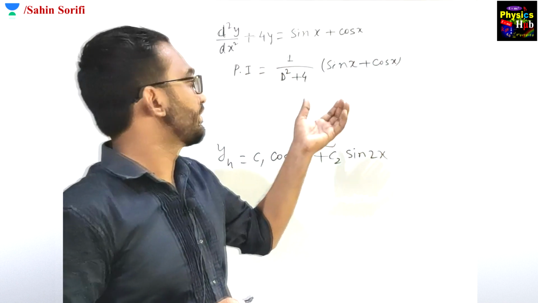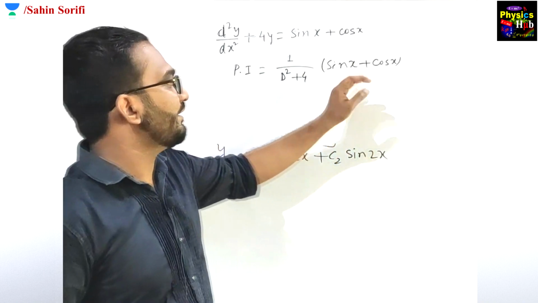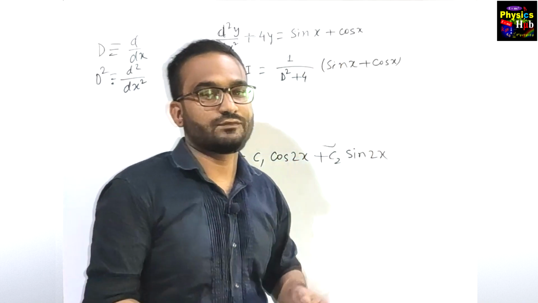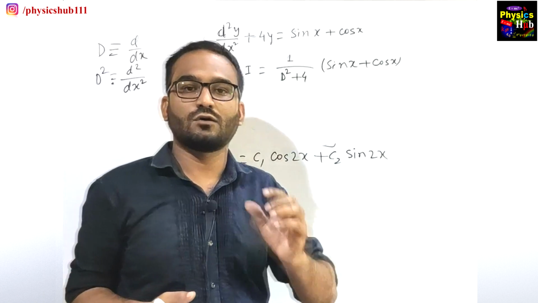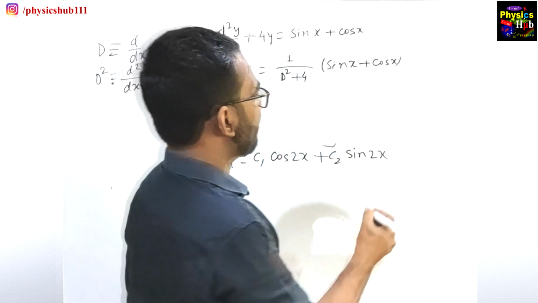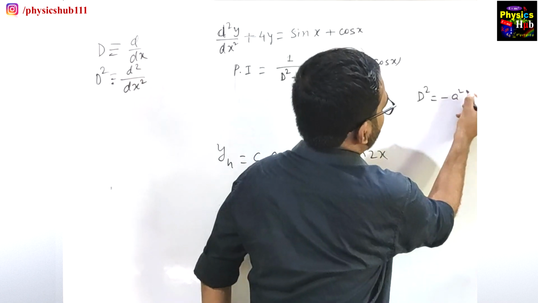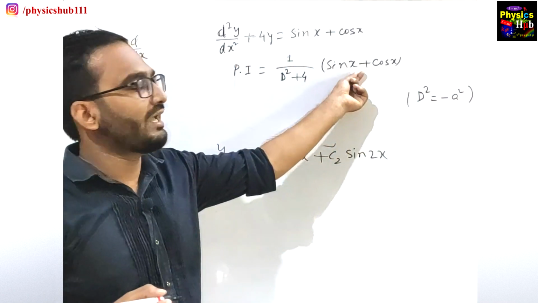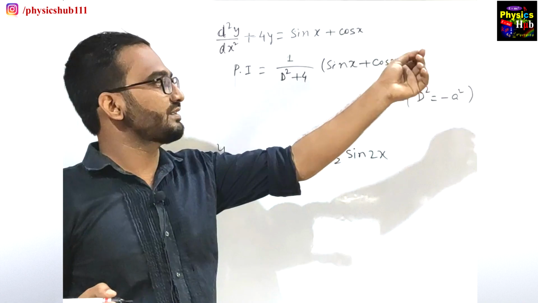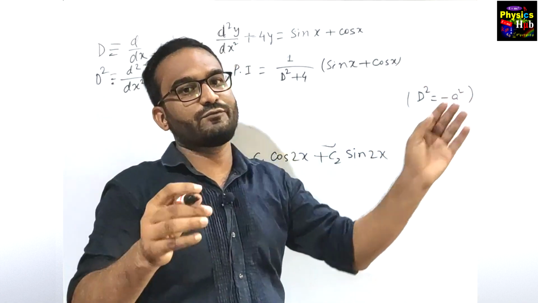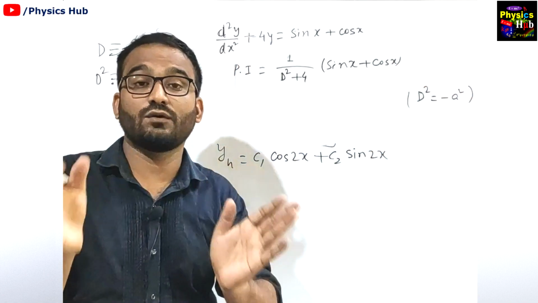Now we know the rule of the particular integral. If we have a sinusoidal function like sin ax or cos ax, then in place of D square we just replace it by minus a square. So here a is 1, so we will be replacing it by minus 1, minus of a square, okay, not minus a whole square.